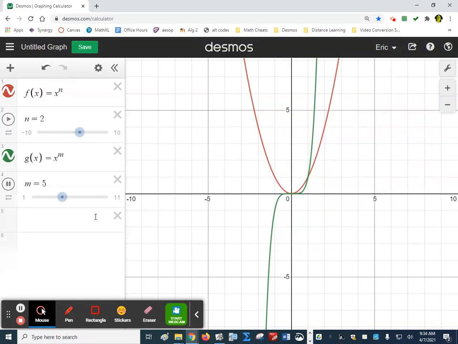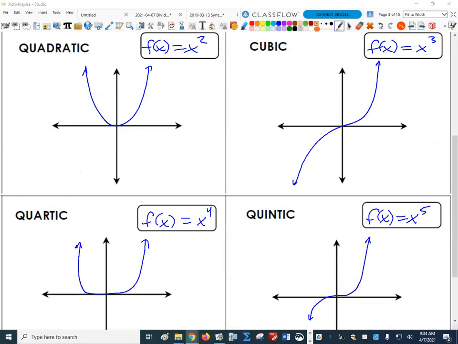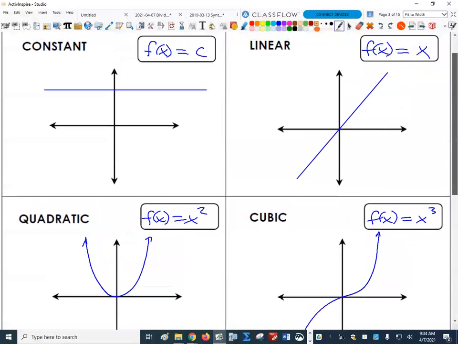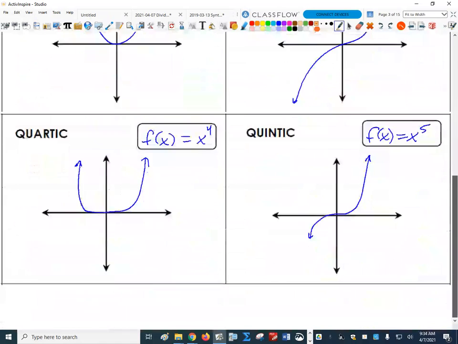Look what it does. It's just what we said. The walls get steeper, right? And it gets more flattened out. Okay? But those are just many representations of the stuff on the right edge of this chart that we just created, right? Those are the odd power functions.